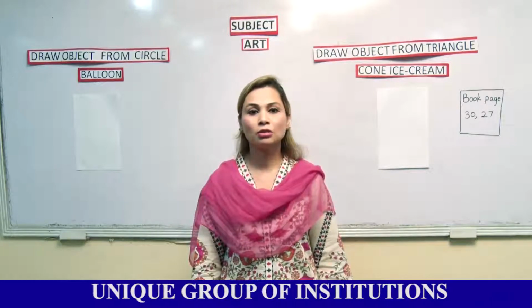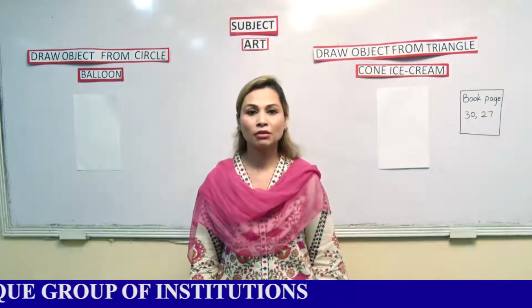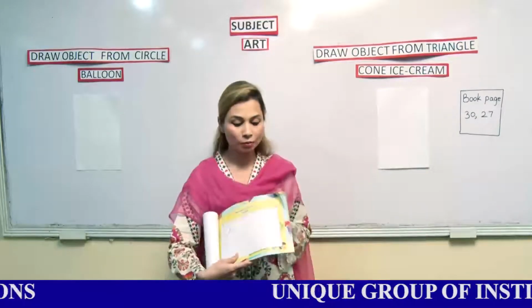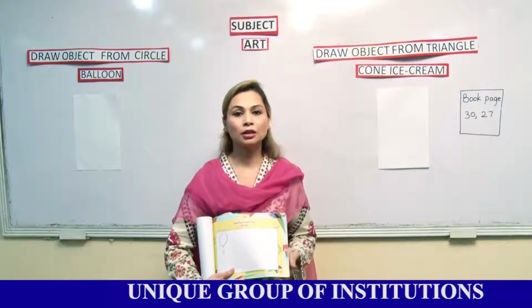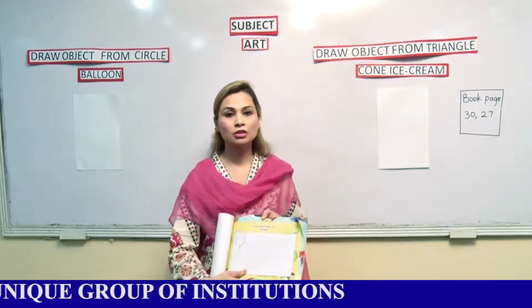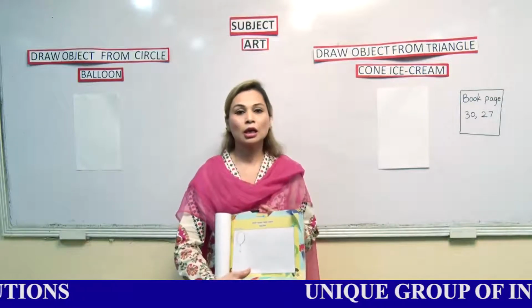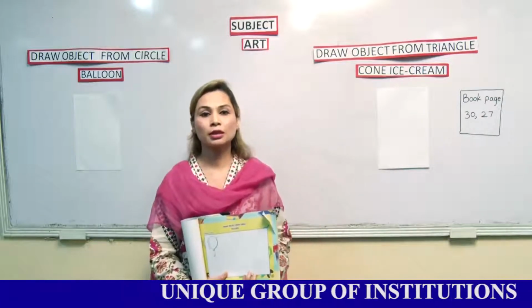Now today I will do the book page number 27 and 30 of your art book. Now look at the book, see the book page number 27 and 30. I will read the instructions in front of you. Draw object from circle balloon. As you know, the balloon has a circle shape.